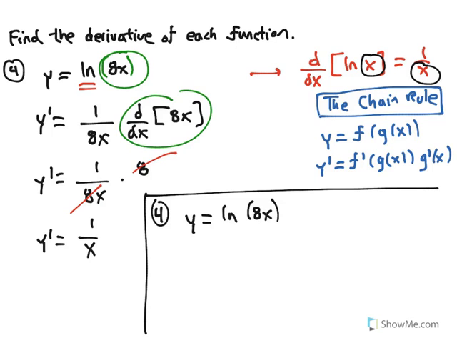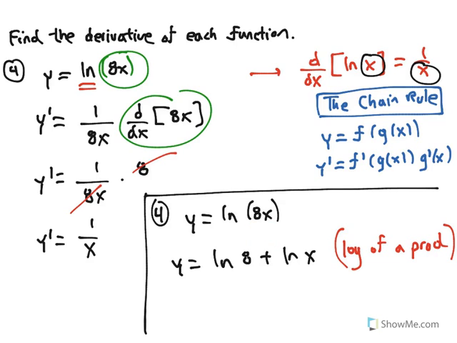You can rewrite the problem, you can rewrite the function using a property of logarithms. Here you have the logarithm of a product. The product is 8 times x. So you can write that as y is equal to the natural log of 8 plus the natural log of x.